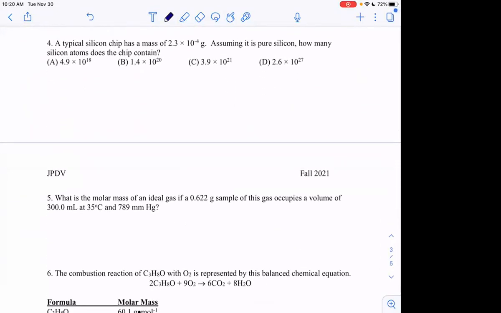So we've got 2.3 times 10 to the minus 4 grams is what we're starting with. And we want to know the number of silicon atoms. So what's my first step? Dimensional analysis. Grams to what? Moles, right? And it's pure silicon, so we just take 28.1 grams per mole.